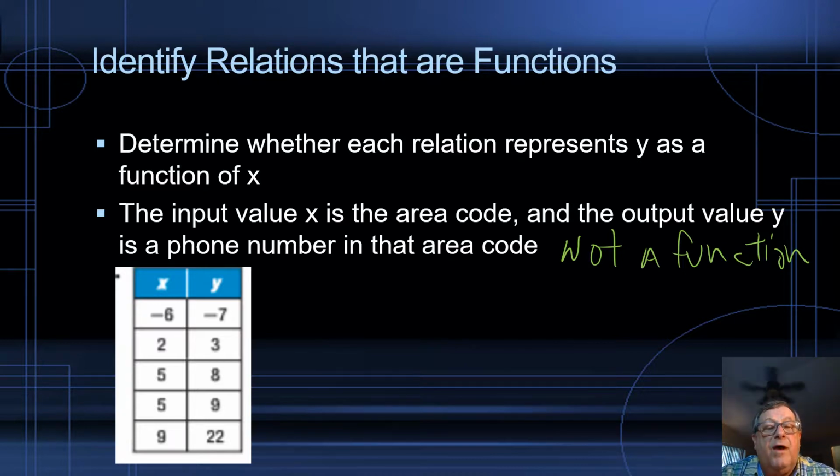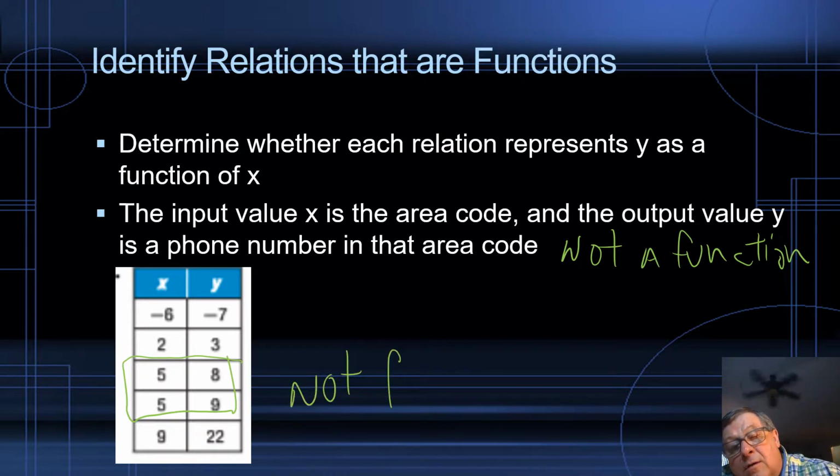Now here we have a table of x and y coordinates. When x is -6, y is -7. When x is 2, y is 3. When x is 5, y is 8. But when x is 5, y is also 9. And right there, I see that I've got the same value of x, 5, equaling two values of y, 8 and 9. And so therefore, this is not a function.